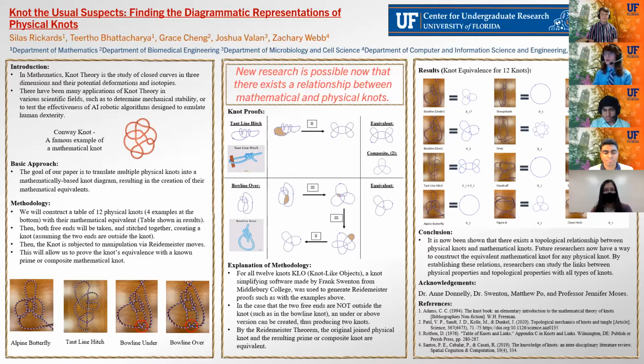in brown, and then the number over the arrow shows which move was done to do this step. And in the middle we have 2 proofs of the taut line hitch and the bowline over, transforming them from their physical form to their mathematical equivalent. And then we have our completed table of all 12 knots on the right. We'd like to acknowledge Frank Swenton of Middlebury College, who developed a software called KLO that we use to generate the diagrams that make up the proof.